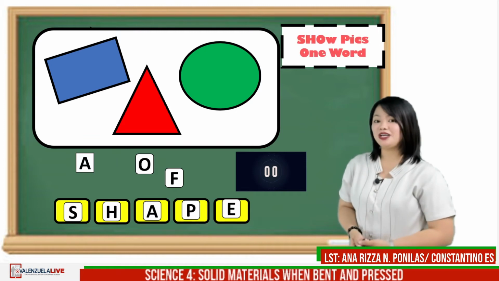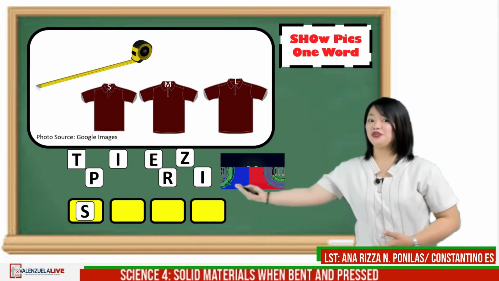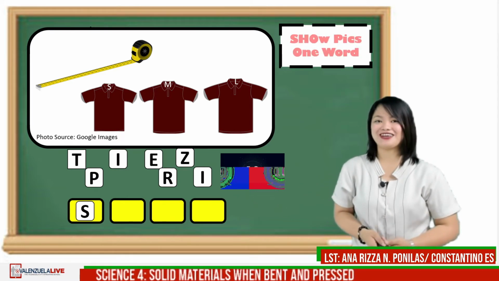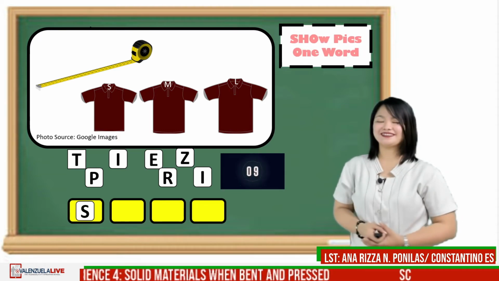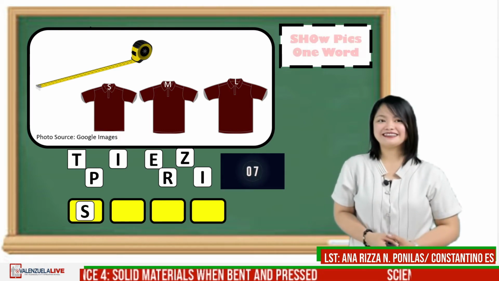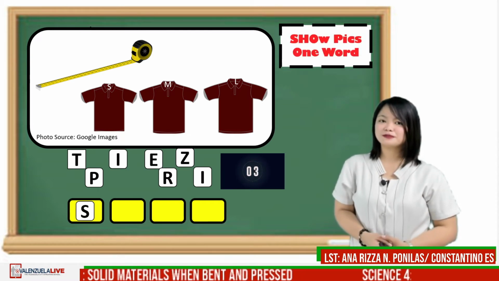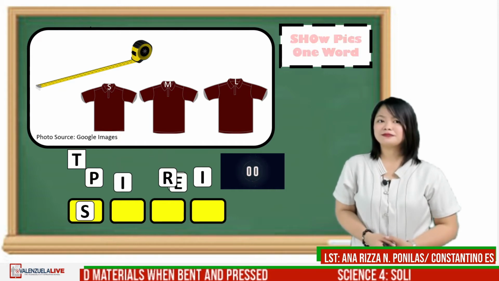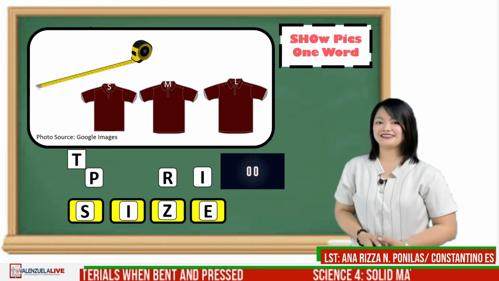For the last word, it has 4 letters. Can you guess what that word is? You have 10 seconds to think what it is. Timer starts now. Right. The answer is size.